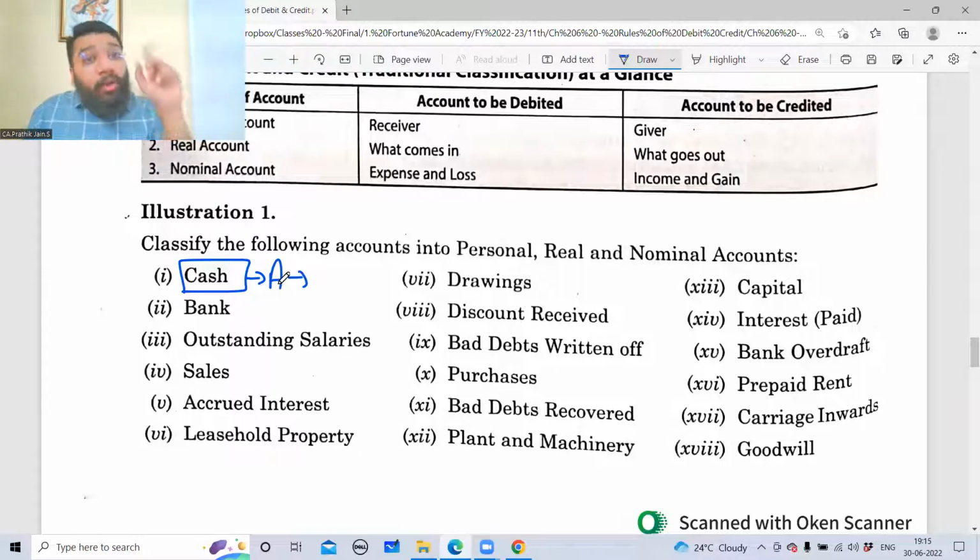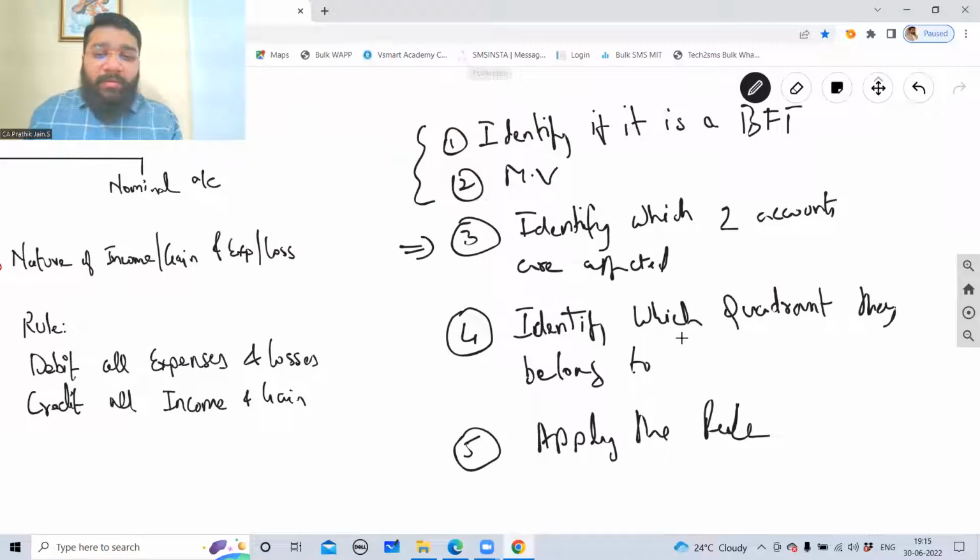Being an asset, what rule will you follow? Being an asset, you have 2 possibilities. Either you will go to the real account or the personal account. To personal account, which asset goes? Bank, debtor, prepaid expenses, and accrued income. So is cash coming under that category? No. So the only option left is real account. So identify which quadrant, apply the rule. Game over.